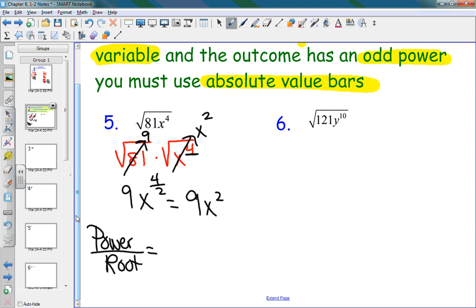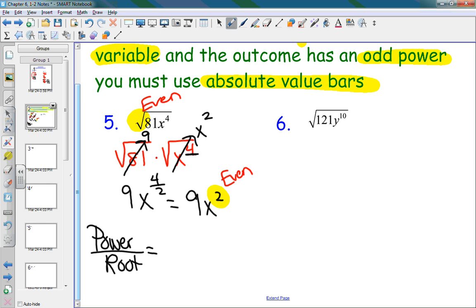Okay? Now, here's the question. What type of root am I talking about here? An even or an odd root? Which one is it? It's an even root. Why? Because it's squared. And then I need to look at the outcome of my exponent. What is the outcome of my exponent there? Is it even or odd? It's even.